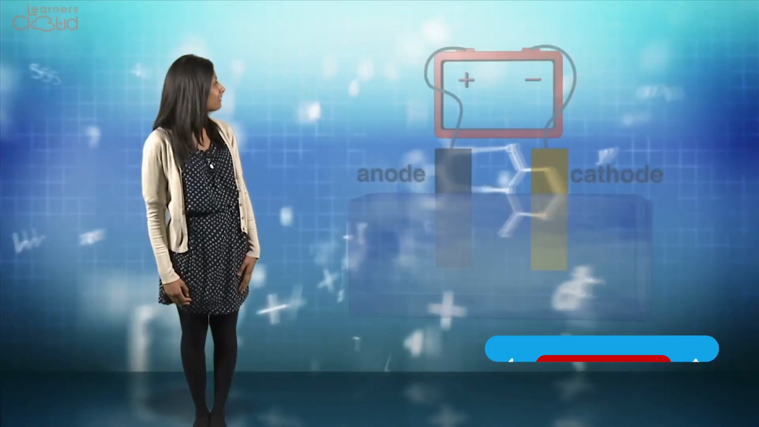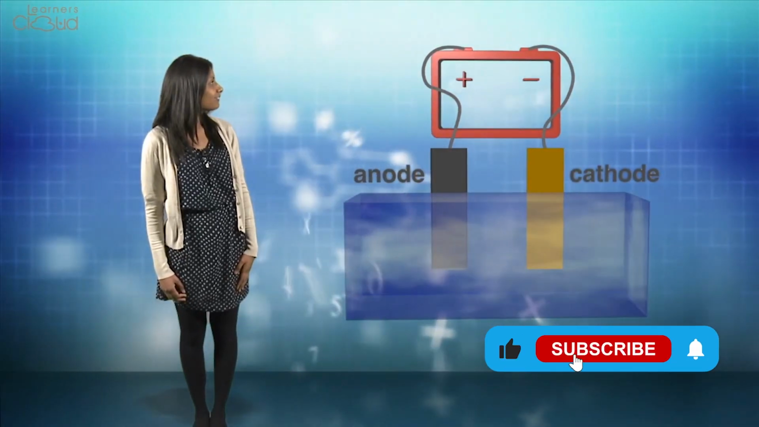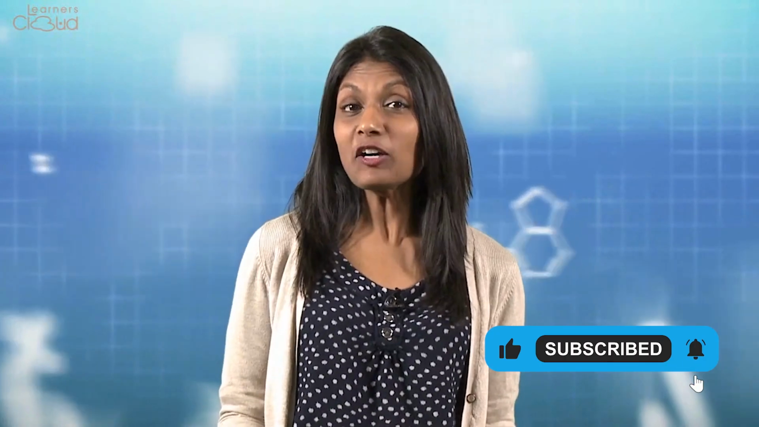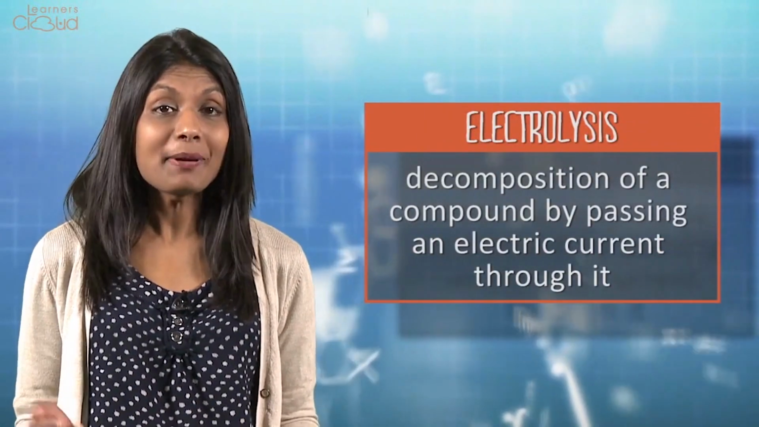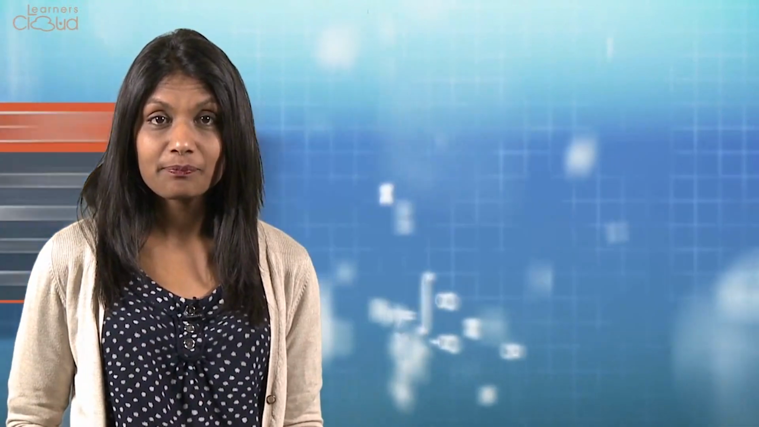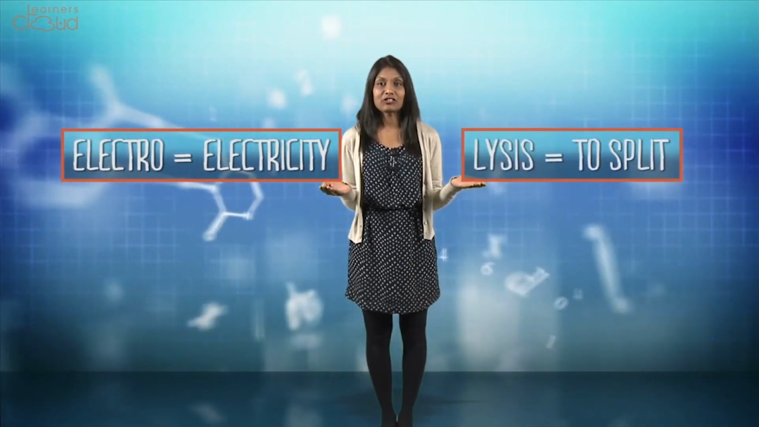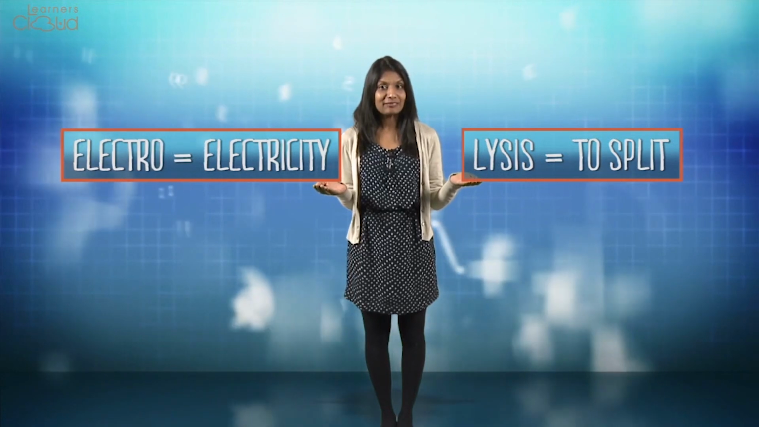Electrolysis? Well, it's a decomposition of a compound by passing electric current through it. The electro in electrolysis means electricity, and the lysis part of electrolysis means to split.